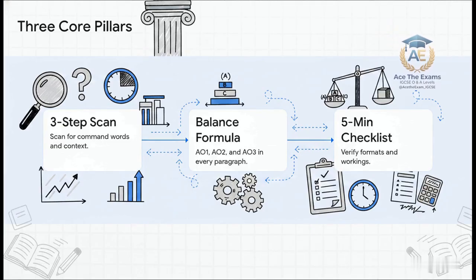Pillar number 2 is the paragraph balance formula. Every analytical paragraph you write must contain 3 things: AO1, which is the rule or definition, AO2, which is the specific calculation or application to the stimulus, and AO3, which is the evaluation of the impact. If even one of those elements is missing, your paragraph is unbalanced and you're leaving marks on the table. Pillar number 3 is the last 5 minutes review checklist. Never hand in your paper without verifying that your formats are correct, your terminology is professional, for example, saying finance costs instead of just interest, and that you have clearly shown all your workings to secure those vital method marks.